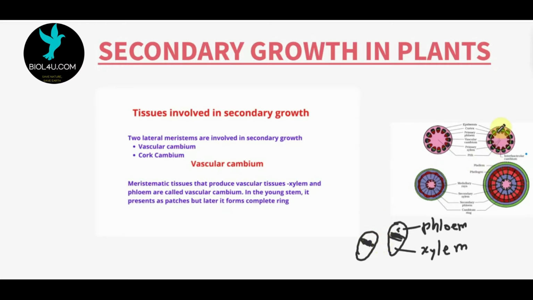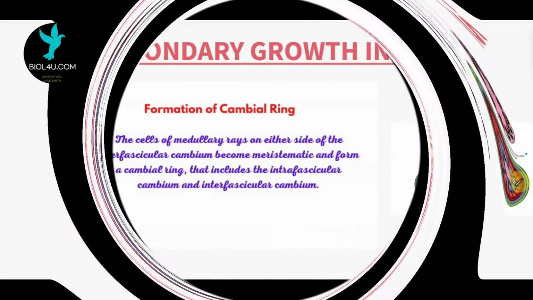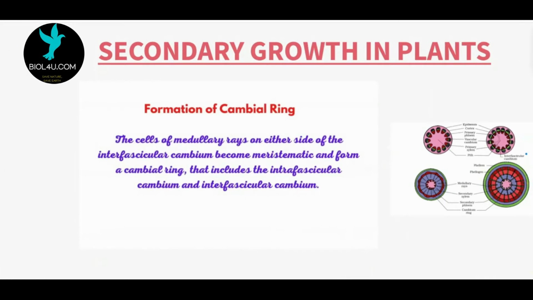See here, this is the early stage. It is present only in the form of a patch. When it grows and secondary thickening takes place, it forms a complete ring. So this is the complete ring of the vascular cambium. Those are the two tissues involved in secondary growth. Then let us examine how this ring is formed, how the cambial ring is formed. Let us look at the formation of the cambial ring.